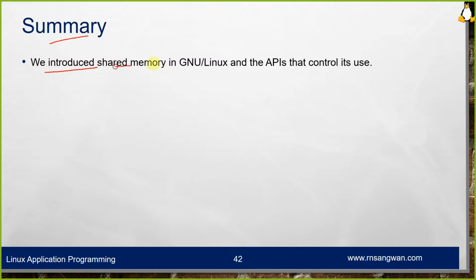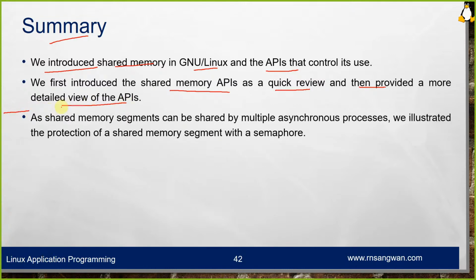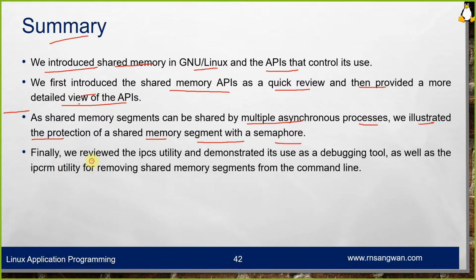We introduced shared memory in GNU/Linux and the API that controls its use. We first introduced the shared memory API as a quick review and then provided a more detailed view of the APIs being used. As a shared memory segment can be shared by multiple synchronous processes, we illustrated the protection of shared memory using a semaphore. Finally, we reviewed the ipcs utility and demonstrated its use as a debugging tool, as well as the ipcrm utility for removing a shared memory segment from the command line.